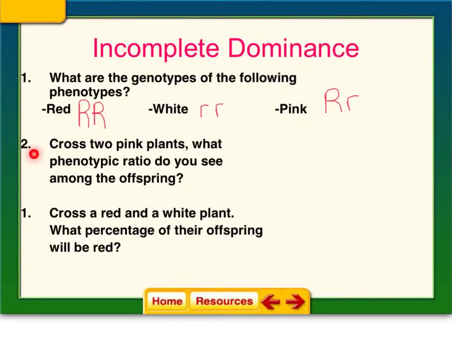Let's take a look at problem 2. If we read the problem, it says cross 2 pink plants. What is the phenotypic ratio that you see among the offspring? Pause.